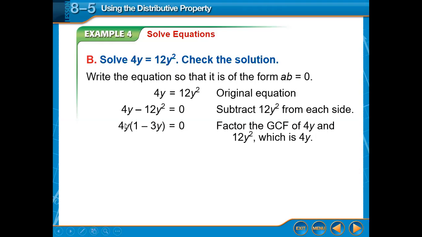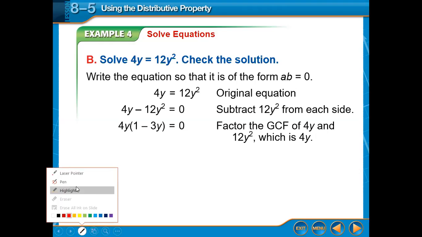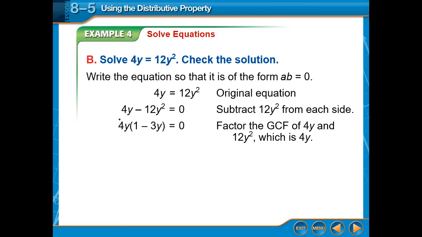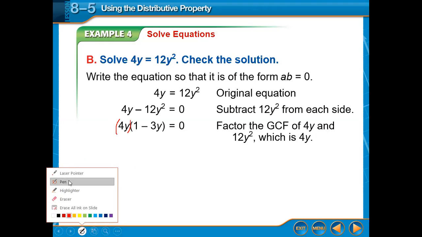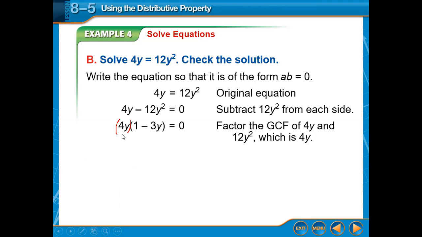You could take this 4y and put it in parentheses if that makes you more comfortable. You could go like this, 4y is equal to 0. You don't have to, but you could. So one of them has to equal 0. So they're going to make two separate equations, where 4y is equal to 0, or 1 minus 3y is equal to 0, and solve them both. Well, just divide by 4 on both sides. In this case, y is equal to 0.